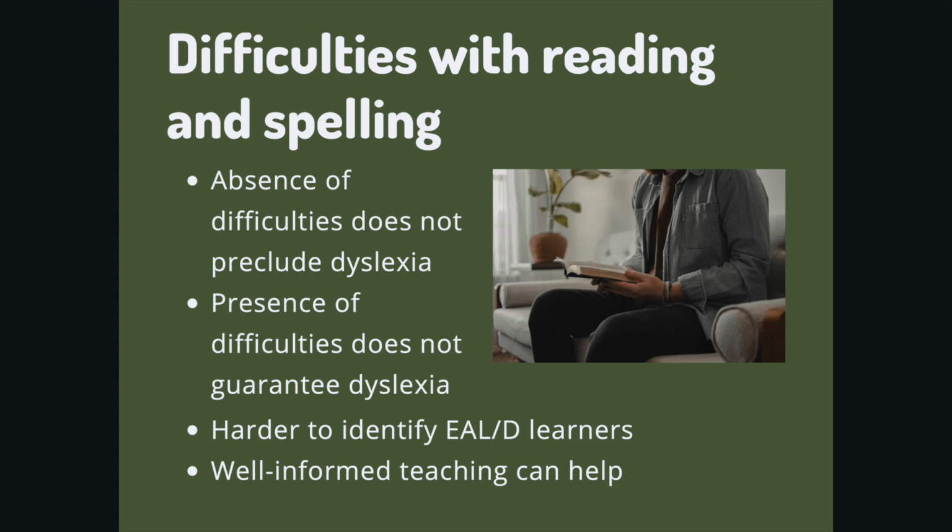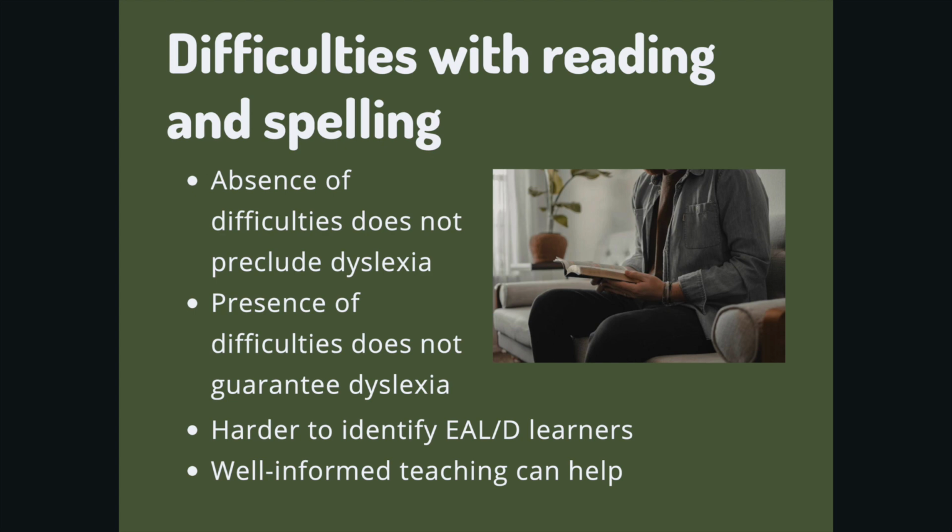Okay, so one of the most obvious signs that someone might be dyslexic is when they have particular difficulties with reading and spelling. Now, this is particularly problematic for English language learners because their first language might not be an alphabetic language. It might not have any similarities at all to English. And they're all at different stages of language acquisition.